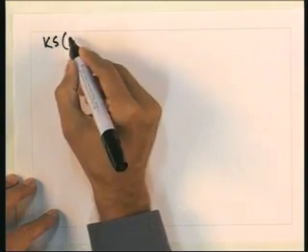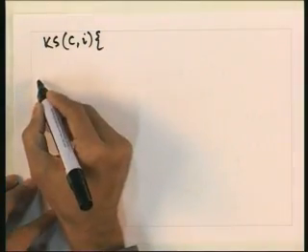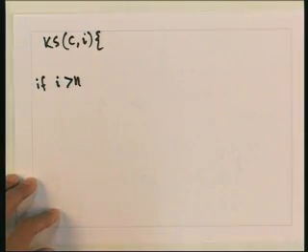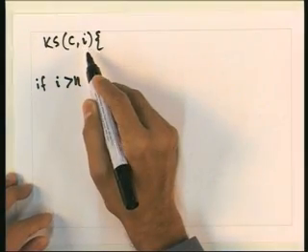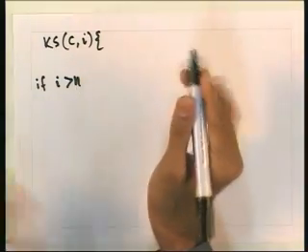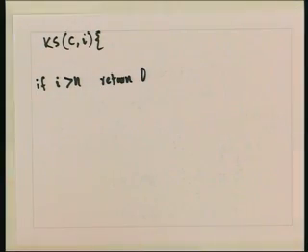So, let's deal with the base case first. That is fairly easy. KS of C, I. First the base case. If I is greater than n, that means that I am being asked to solve a problem starting from the n plus first object or some object beyond n. That means I really have made up my mind about all the previous objects, or essentially what I am saying is that I am not allowed to choose any objects at all. In that case, we should be returning 0 as the value of the solution.